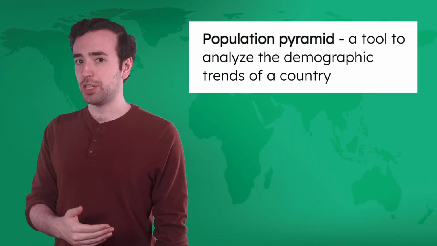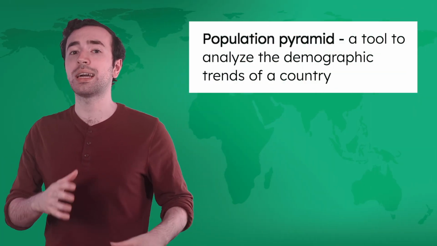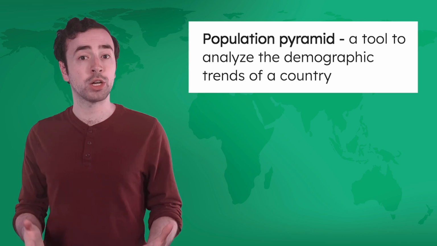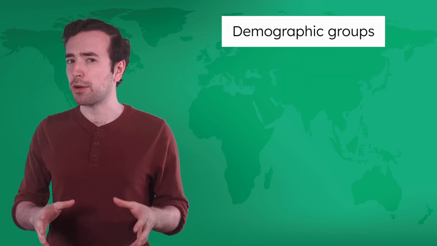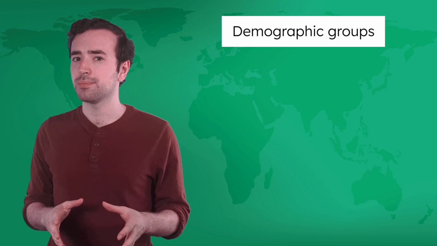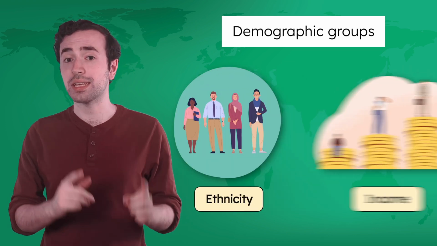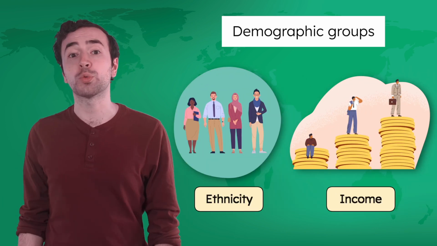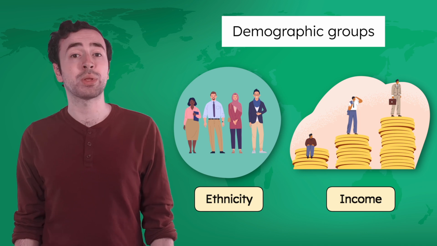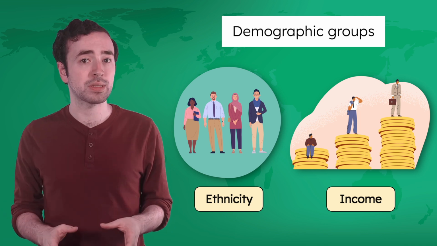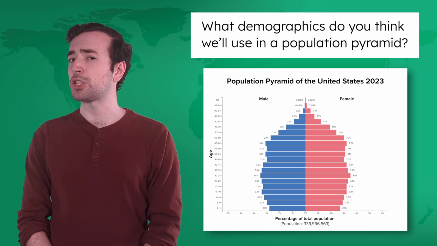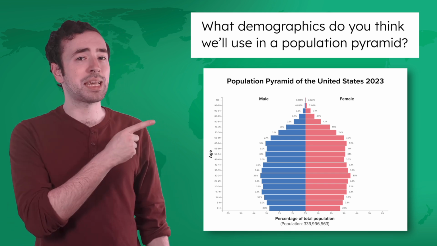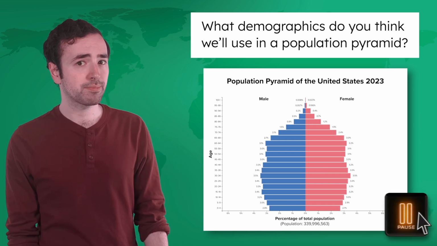Demographers use population pyramids as a tool to analyze the demographic trends of a country. Do you remember any demographic groups from our electoral geography lesson? Categories like ethnicity and income help demographers group similar people together in a population to find patterns. What demographics do you think we'll use in a population pyramid? Look at this example and predict in your notes.